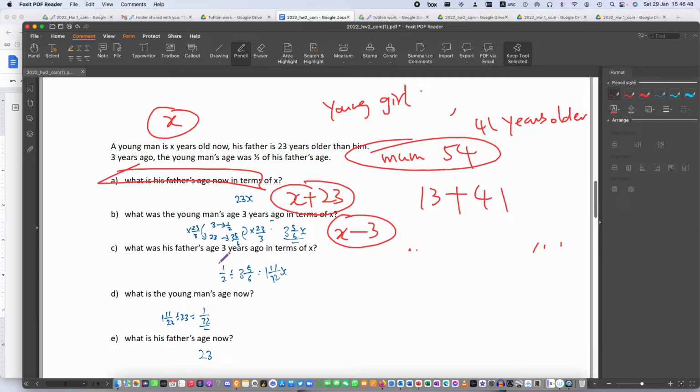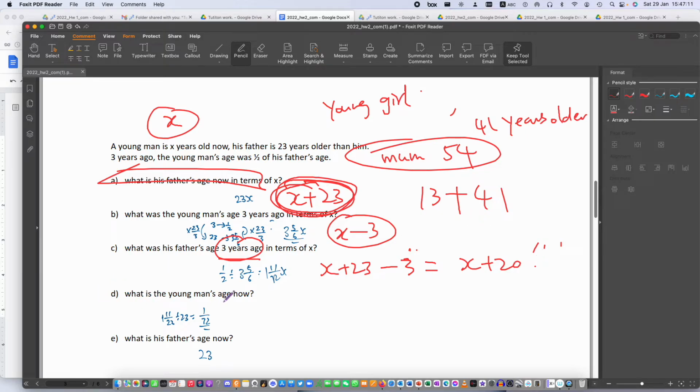So what was the father's age 3 years ago in terms of x? The father's age now is x plus 23. So 3 years ago the father was x plus 23 minus 3, so you get x plus 20. Are you clear? Are you clear?